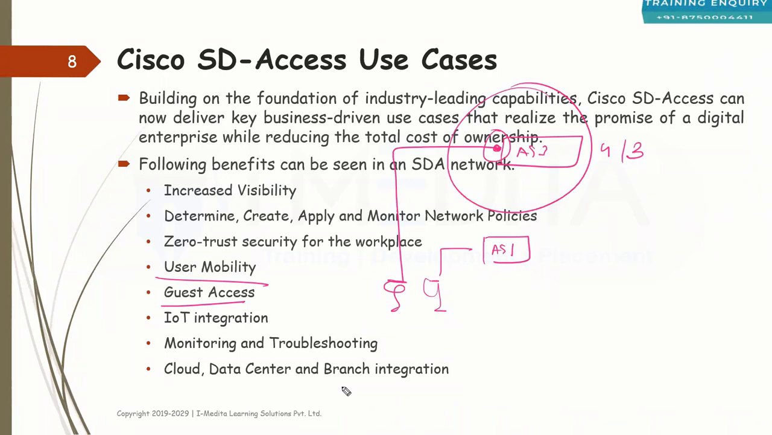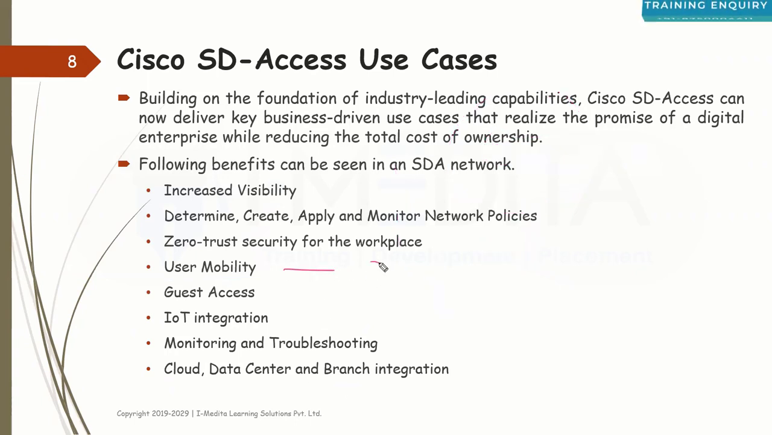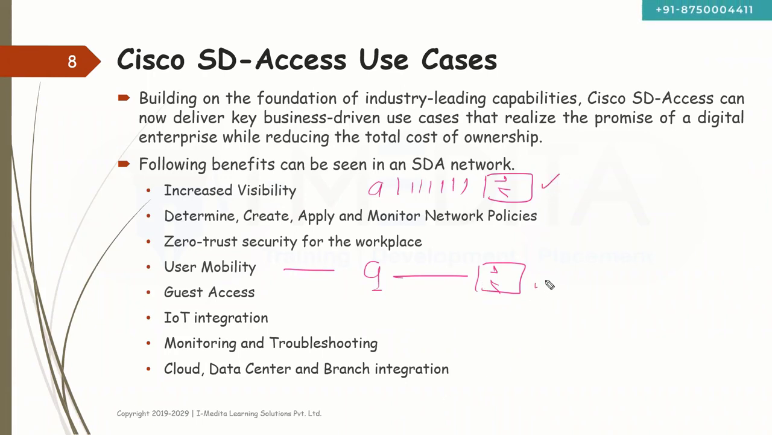If he connects to one of the switches on the third floor, and then moves to the fifth floor, the same policy and VLAN will be applied. Exactly. That's what we mean by user mobility: no matter where the user is connecting, via wireless or via wired network, once the user is properly authenticated, only then will the user be allowed access to the network. And for authentication, authorization, whatever policies we have enforced will remain the same on this switch and on this switch.